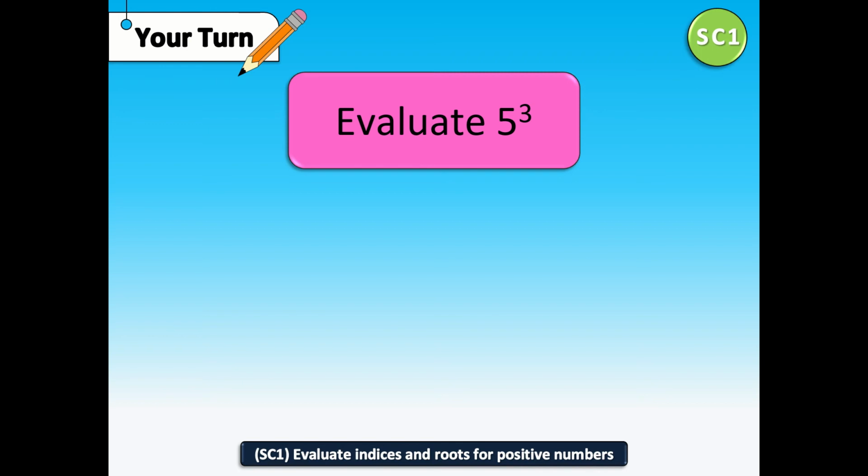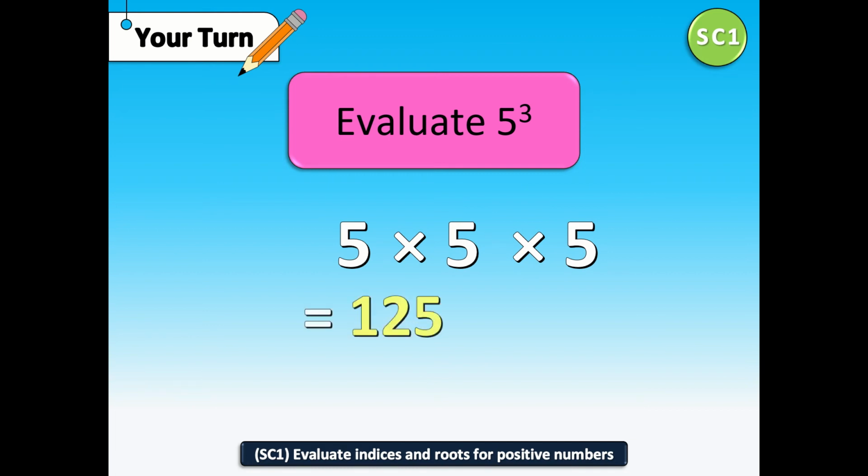So 5 to the power of 3 means we do 5 times by 5 times by 5, times by itself 3 times. 5 times 5 is 25, and times by 5 again is 125.